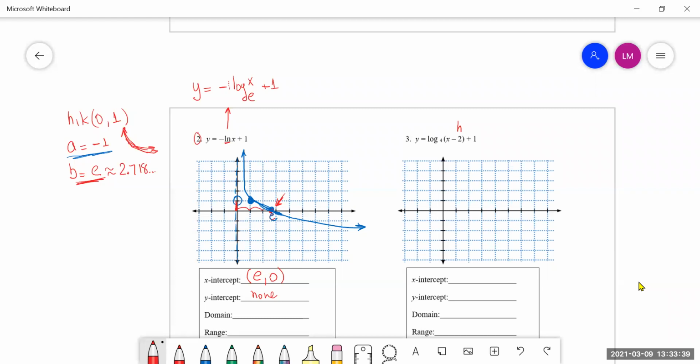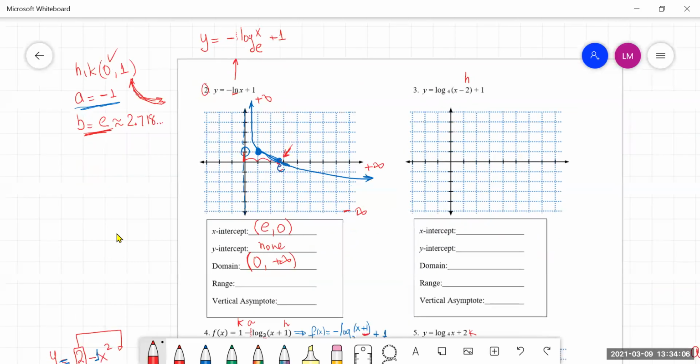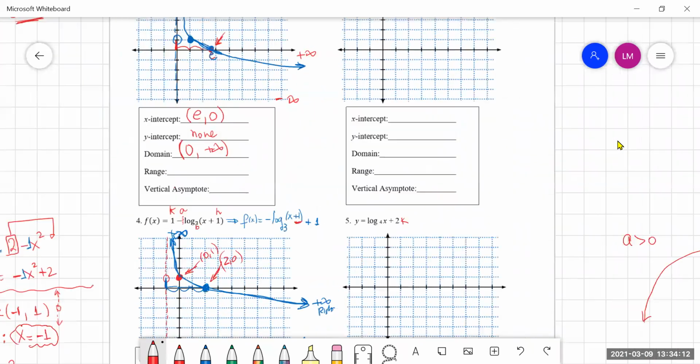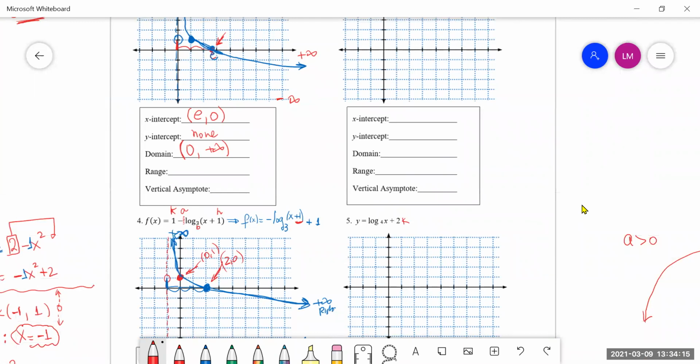The domain is already labeled, and it has to do with our H and K. We are not touching the 0, right here. We're not touching the vertical asymptote, and we are going forever to the right. We are going down on the right forever, but we're also going up forever. So our range is, oh, snap, sorry there. Okay, our range is -infinity to +infinity, and our vertical asymptote is x = 0.